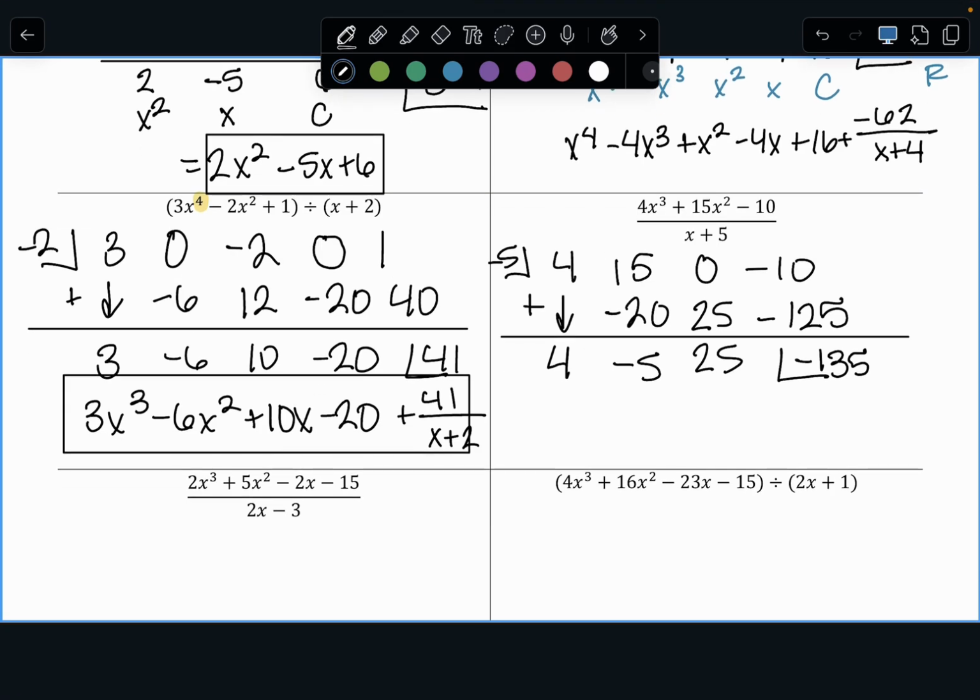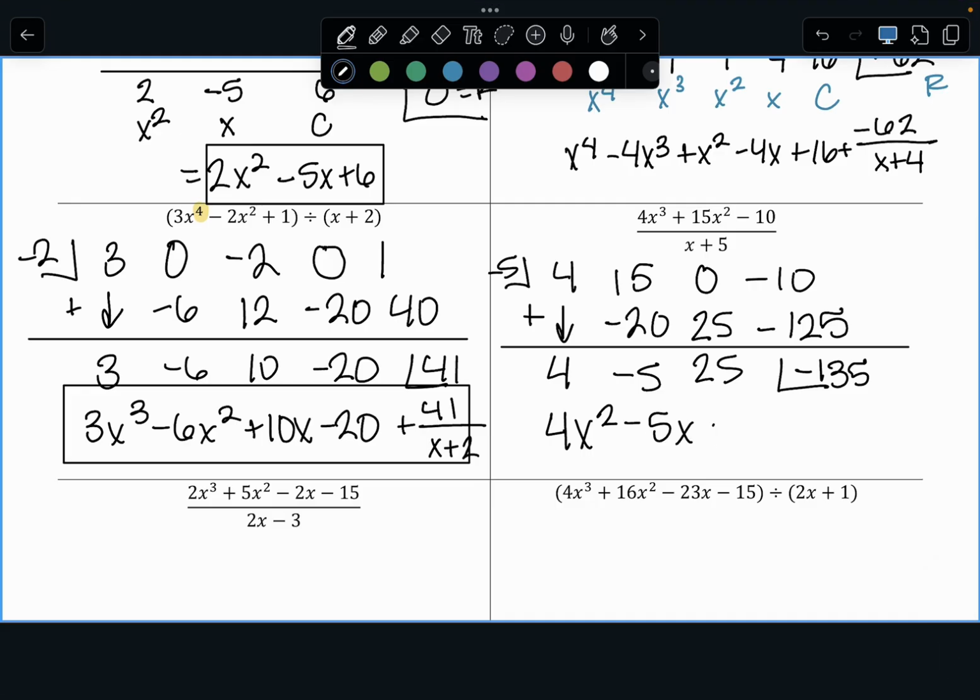Then we look at our coefficients. X cubed was what we started with, so what should go here? X to what power? Squared. 4x squared minus 5x plus 25. And then my remainder divided by the thing that I divided by.